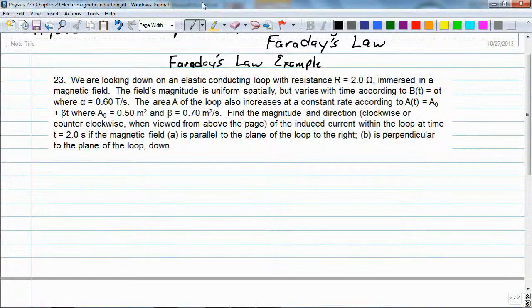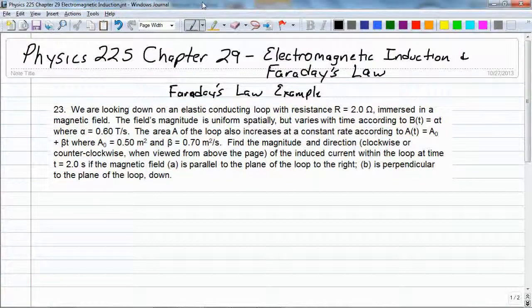So let's look at an example of Faraday's law. And this is out of the book. So we're looking down on an elastic conducting loop with resistance R equals 2 ohms, immersed in a magnetic field. The field's magnitude is uniform spatially but varies in time according to this formula: B(t) = alpha t, where alpha is 0.6 teslas per second.